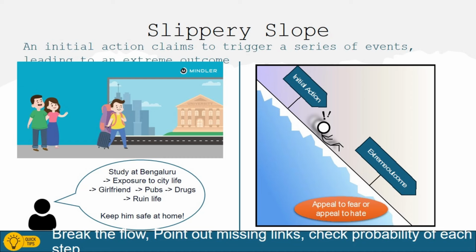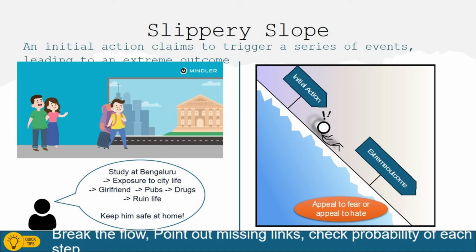Now, moving on. Let's look at this example. A family is preparing to send their son off to study at Bangalore. A typical scenario is that a distant relative or a so-called well-wisher will walk in, and the question will be, oh, you're sending him away from home to a city? Once he gets exposure to city life, he might get a girlfriend, go to pubs with her, or have drugs and end up ruining your life. Why not keep him safe at home?